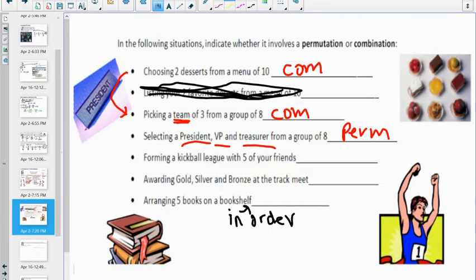Now we're forming a kickball league with 5 of our friends. I think league, that's kind of on the same lines as being on the same team. So order doesn't matter. So that's a combination. Now we're awarding gold, silver, and bronze at the track meet. So different rankings. They're getting different things. So order matters. So permutation. Now we're arranging 5 books on a bookshelf in order. So if they're in a lineup, like if they're in a line, then that means order matters, and that's a permutation.